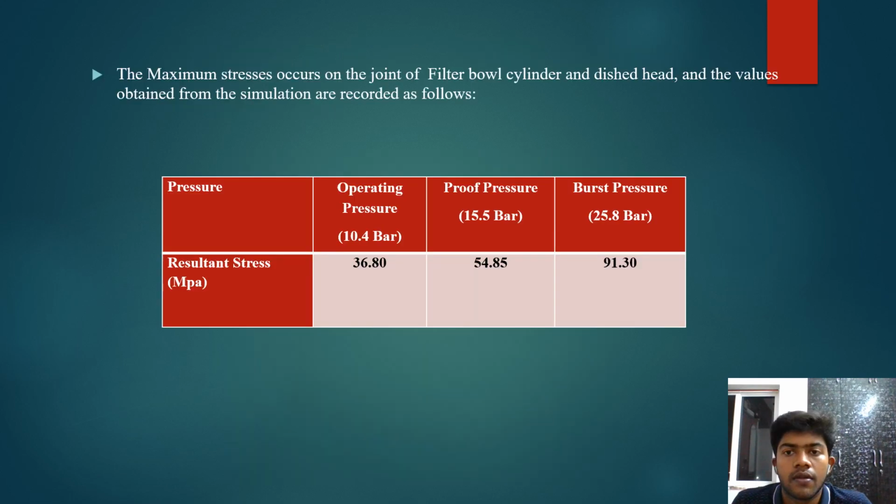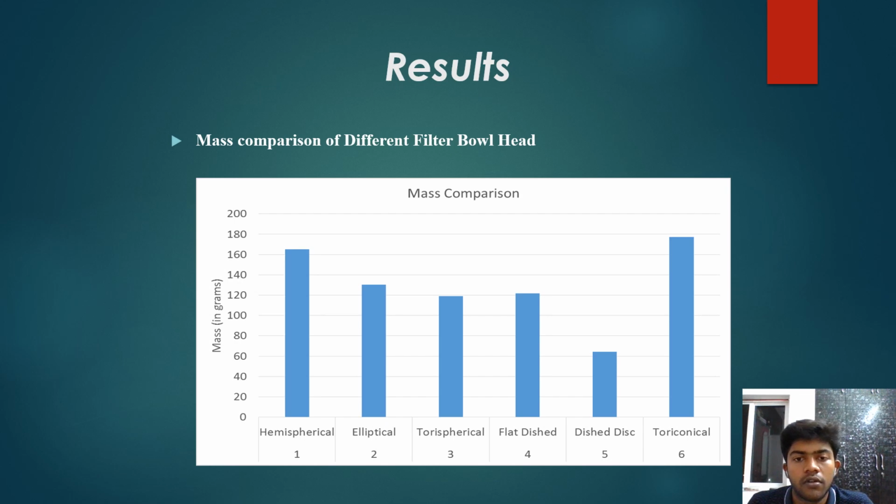Now, the simulation results which are obtained in the ANSYS software are depicted in the tabular column: the operating pressure, the proof pressure, and the burst pressure in case of an elliptical head. Now, here come the results. The mass comparison of the different filter bowl heads is depicted in the form of a bar graph, as follows.